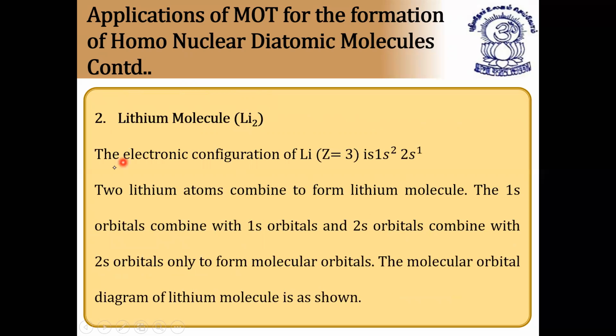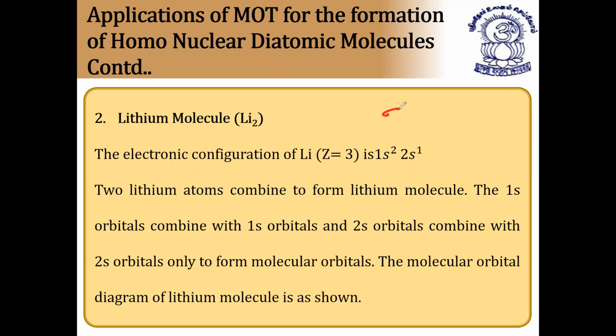Let us see the lithium molecule. The electronic configuration of lithium is 1s2 2s1. Two lithium atoms combine to form a lithium molecule, as we already know. So in total, how many electrons? 6 electrons. The 1s orbital combines with the 1s orbital and the 2s orbital with the 2s orbital only to form molecular orbitals. So simply, for 6 electrons, you can write directly like this.